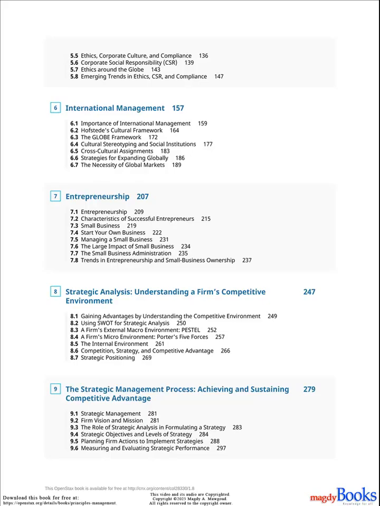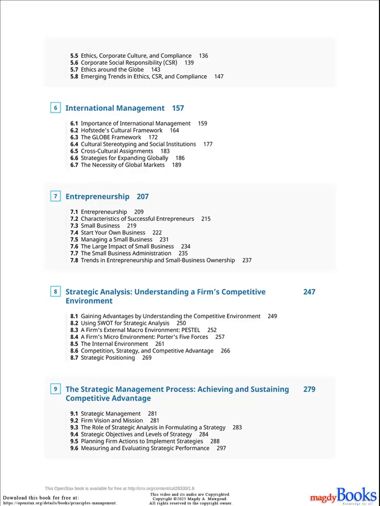7. Entrepreneurship. 7.1. Entrepreneurship. 7.2. Characteristics of successful entrepreneurs. 7.3. Small business. 7.4. Start your own business. 7.5. Managing a small business. 7.6. The large impact of small business. 7.7. The Small Business Administration. 7.8. Trends in entrepreneurship and small business ownership.